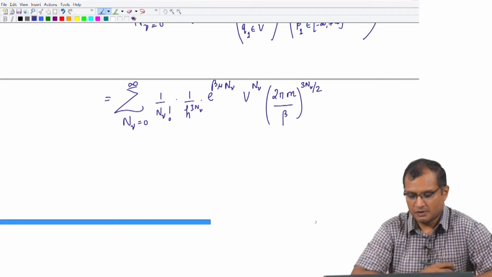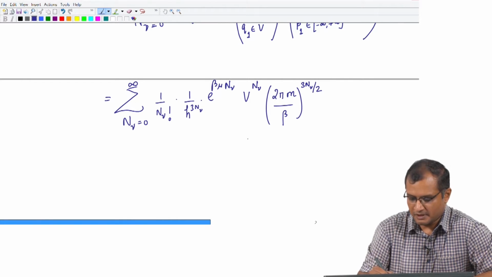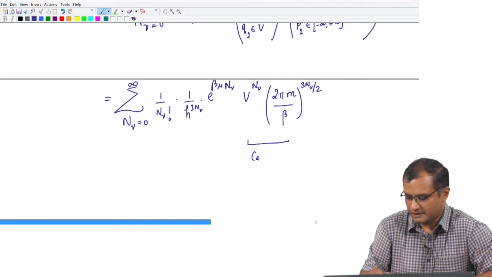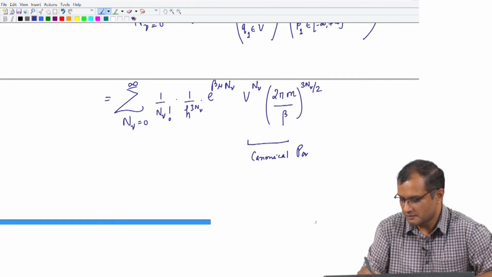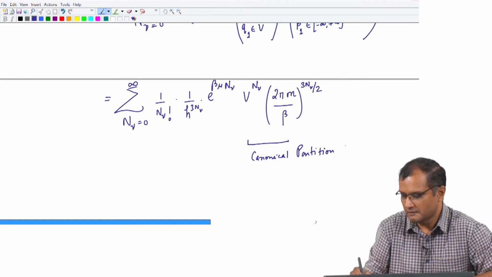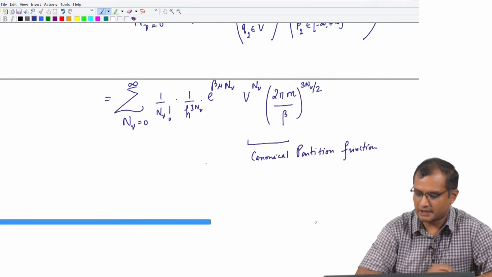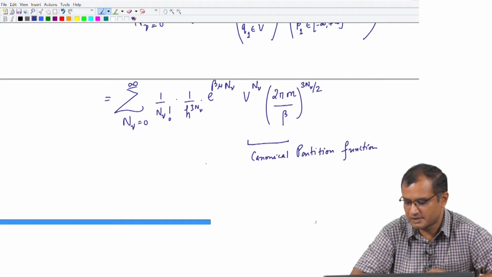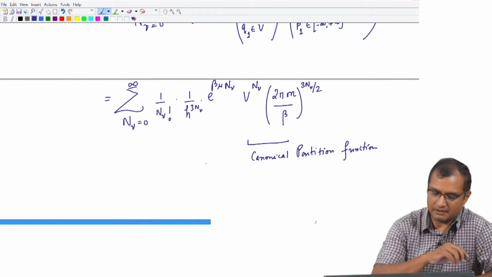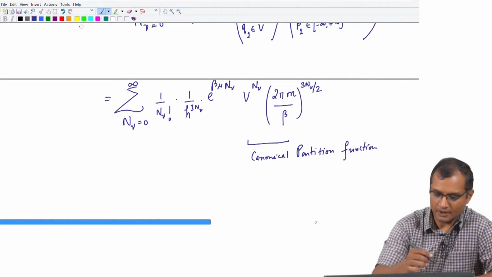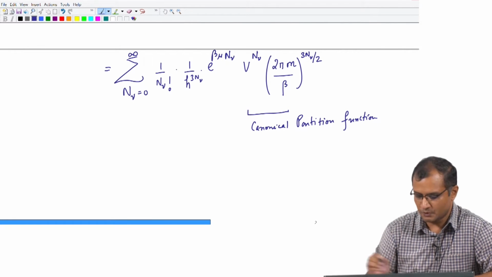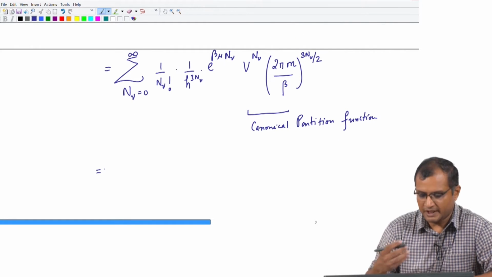You could also say that this part is purely a remnant from the canonical partition function, and I will agree to it. That reminds us of the canonical partition function. Nevertheless, we can proceed from here and write down the final form of it.